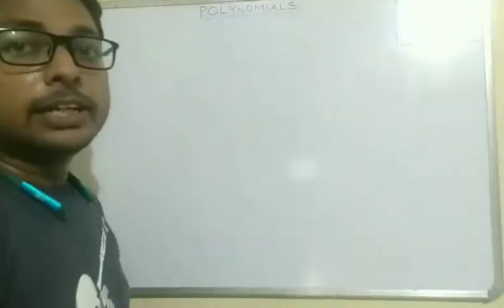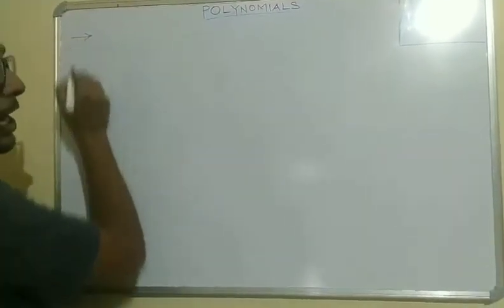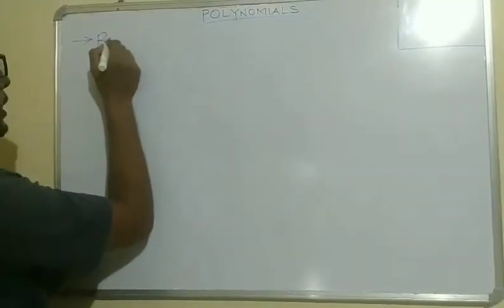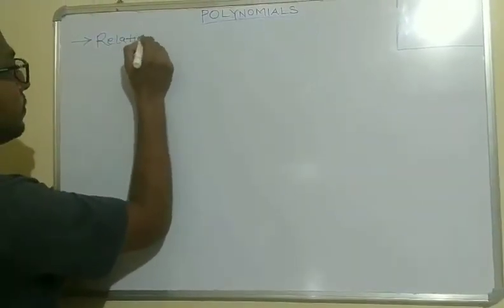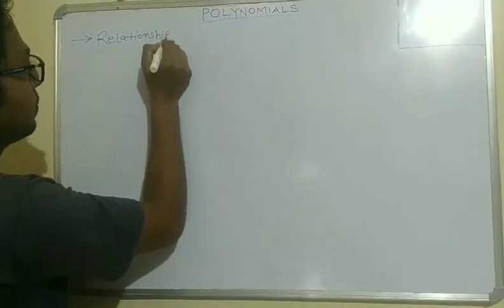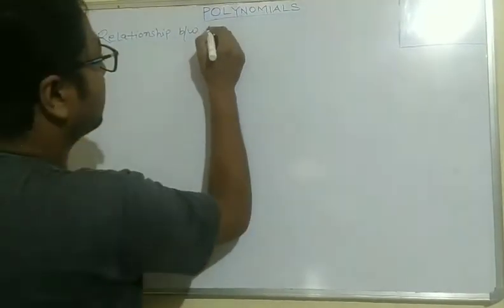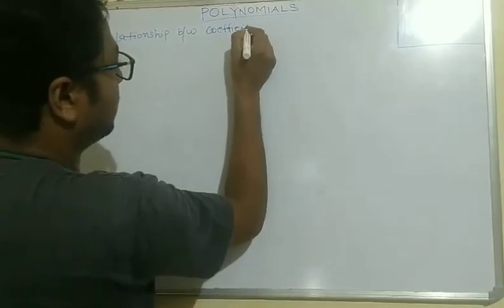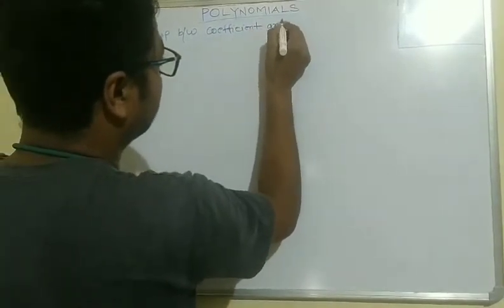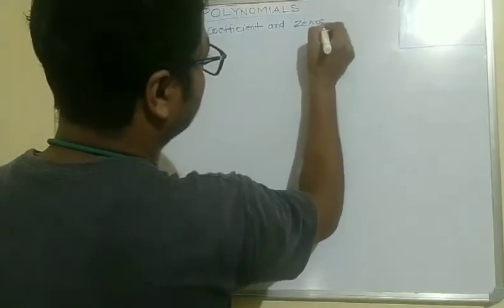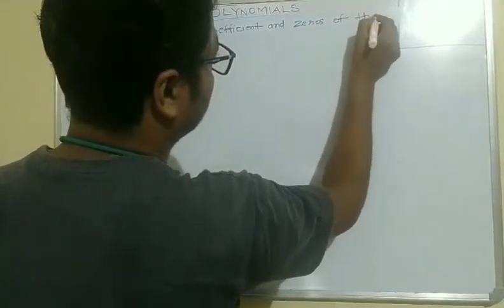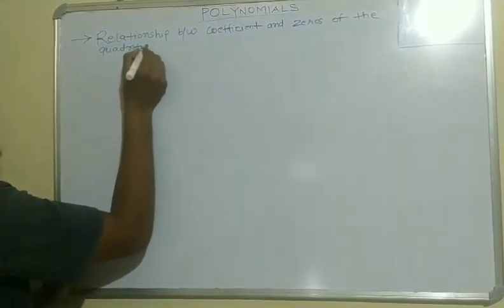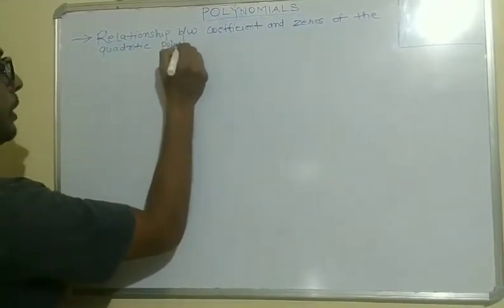My fourth topic is the relationship between zeros and coefficient of the quadratic polynomials. Relationship between coefficient and zeros of the quadratic polynomial.